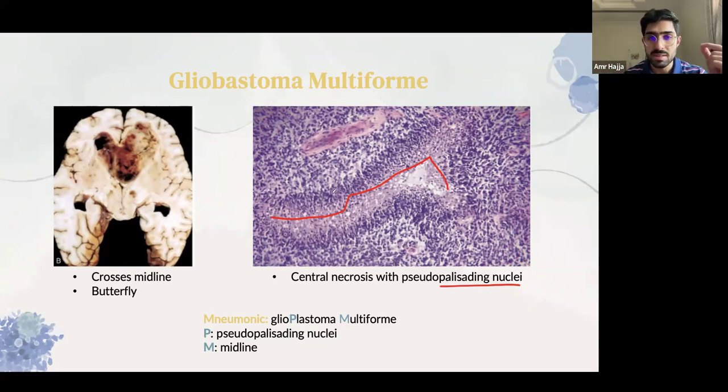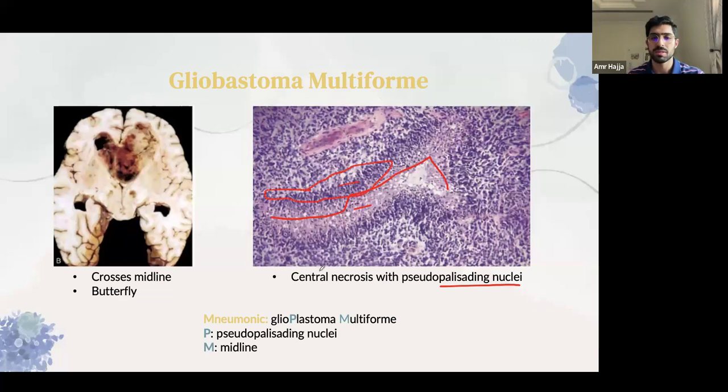Because these cells are not actually lining this cavity here. They are not known for lining this cavity here. There's just a necrosis, and these cells are surrounding this necrosis. So that's why they're called pseudopalisading. So pseudo lining nuclei. So these are the cells and the nuclei that are lining the central necrosis. So it's basically central necrosis as well as pseudopalisading nuclei.